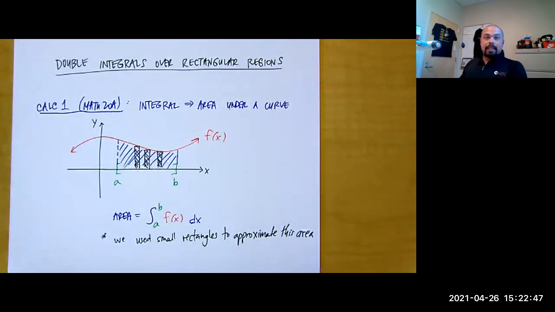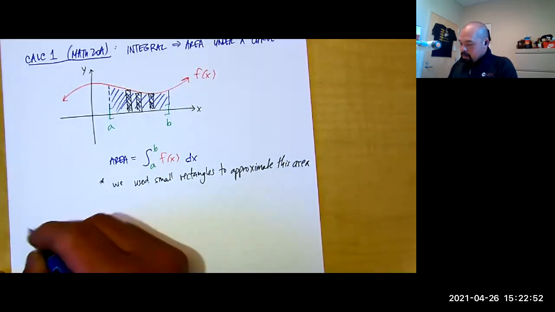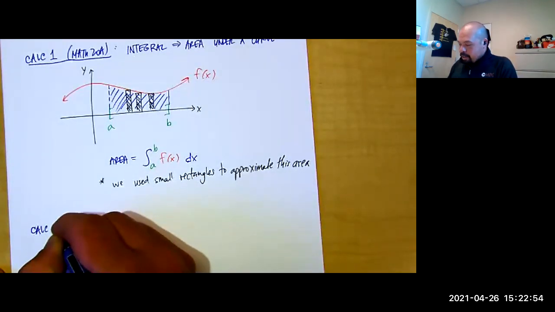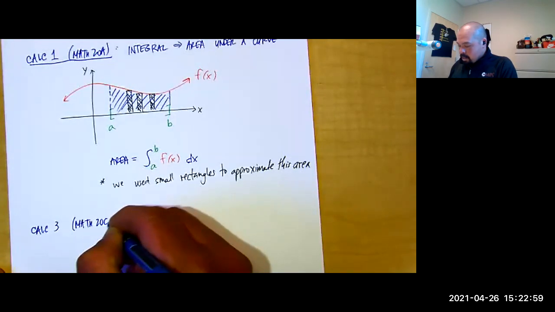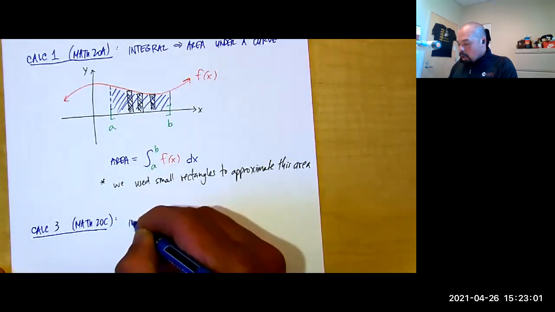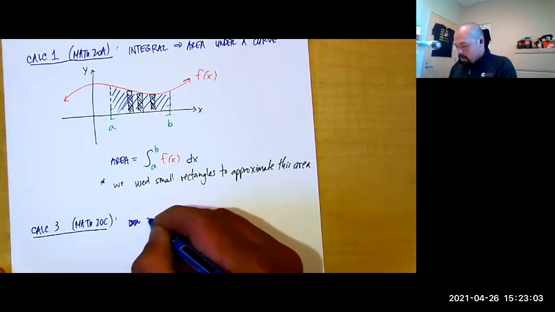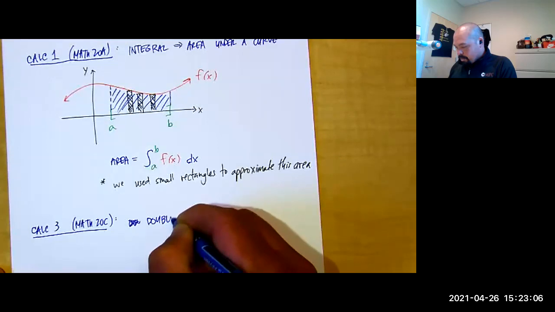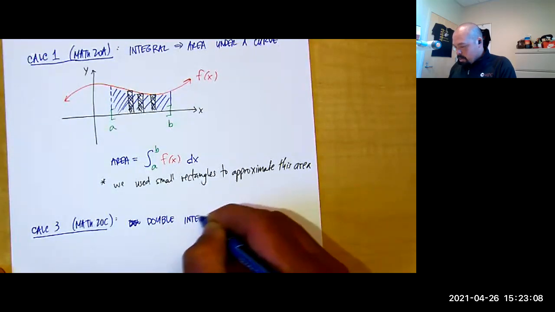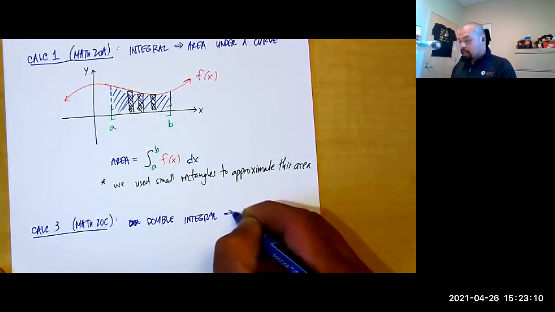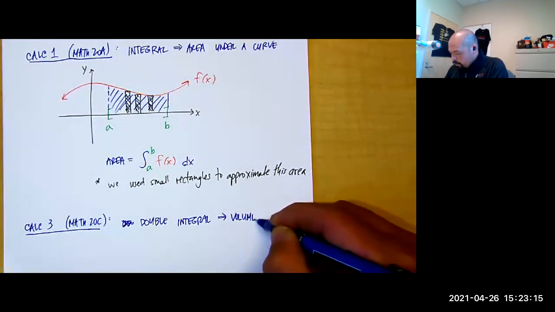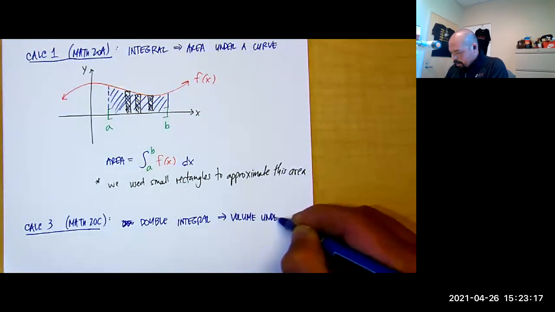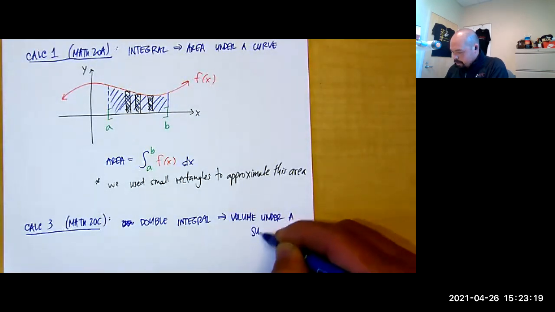All right, so with that said, now in our Calc 3 course, Math 20C, now our double integral is going to correspond to the amount of volume under a surface.